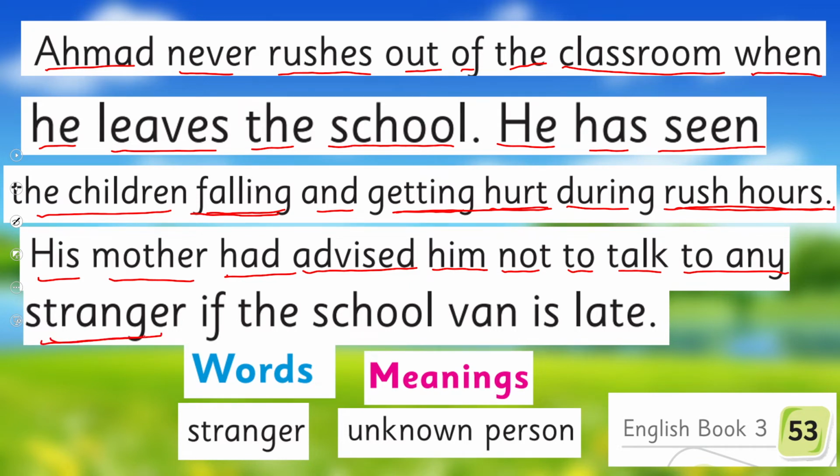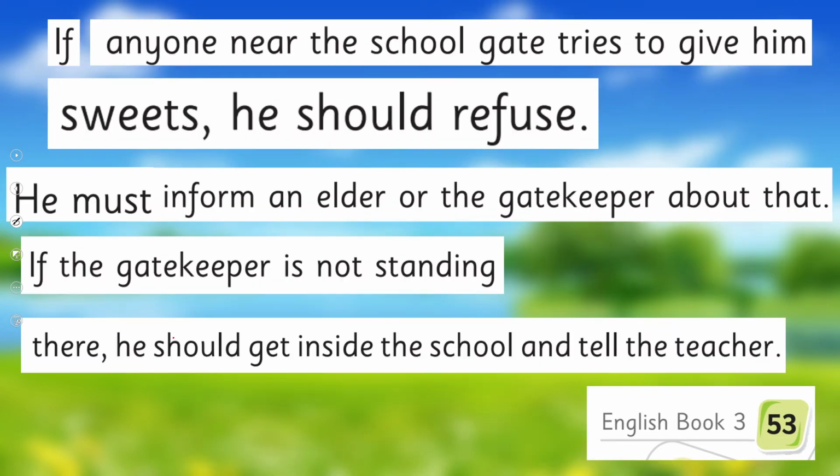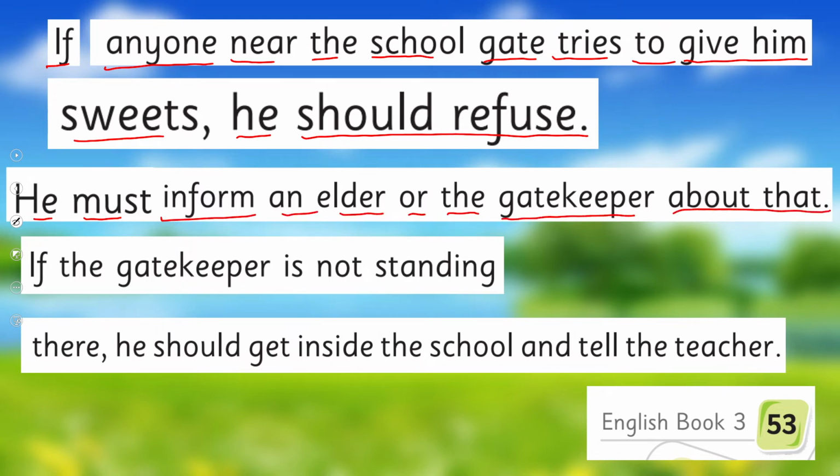And who is a stranger? Any unknown person whom you don't know, that person is a stranger for you. So, you should not talk to strangers. If the school van is late, means you are waiting for your van or you are waiting for your driver, you should not talk to strangers. If anyone near the school gate tries to give him sweets, he should refuse. He must inform an elder or the gatekeeper about that.